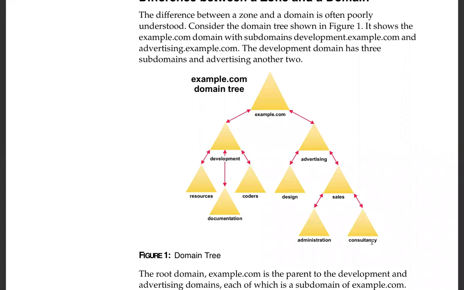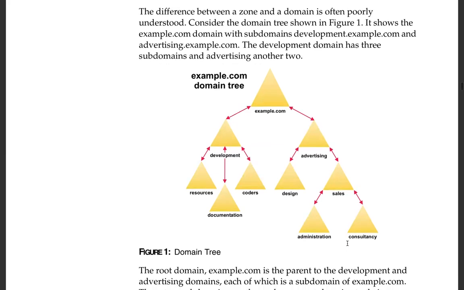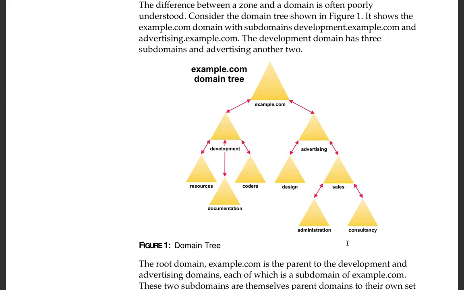Okay, so you can see on my screen example.com. And under the example.com, we have development, we have resources, we have coders, we have the documentation. On the other hand, we have advertising, we have design, sales, administration, consultancy. Okay, what you are seeing on my screen is a domain structure.